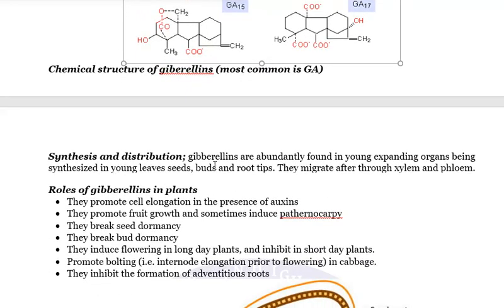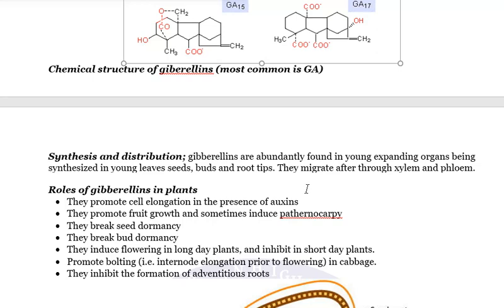Now in synthesis and distribution, Gibberellins are abundantly found in young expanding organs, being synthesized in young leaves, seeds, buds, and root tips. They migrate afterwards through xylem and phloem. As I told you in the previous sessions, it is very important to know about the synthesis and distribution of every kind of phytohormone. In terms of Gibberellins, they are found in young expanding organs.